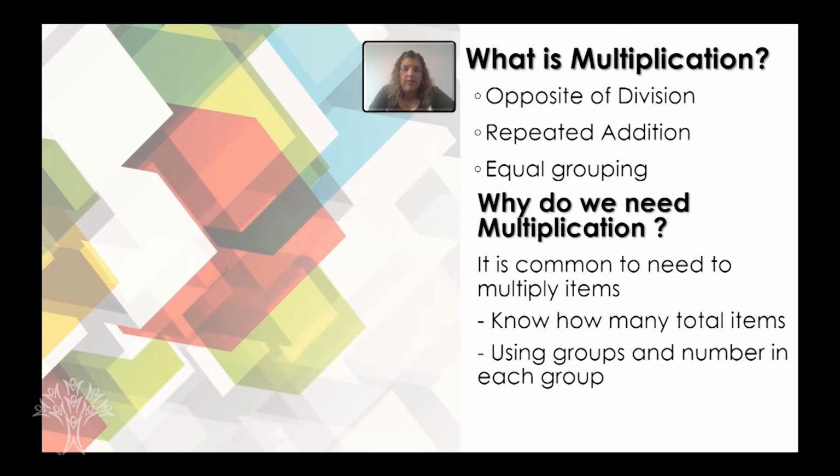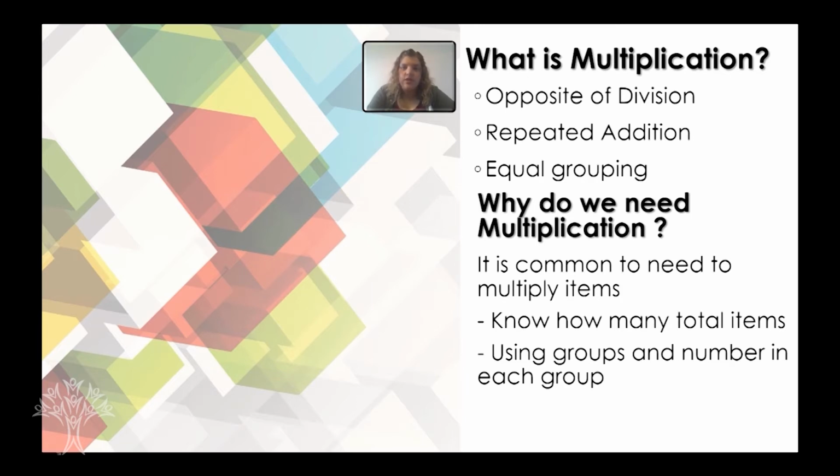Before we begin talking about our story problems, we all need to make sure we're on the same page about what is multiplication and when would we actually use multiplication. Multiplication is the opposite of division. It's that repeated addition where I have equal groups and I have the same number inside of each group. Now, some of you might be saying, Ms. Shadow, when would I ever use multiplication? Well, multiplication is something that we use oftentimes to find out how many total items there are or how many total people there are if I'm using groups and the number in each group.